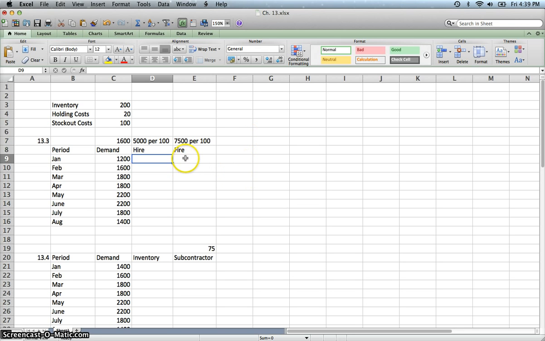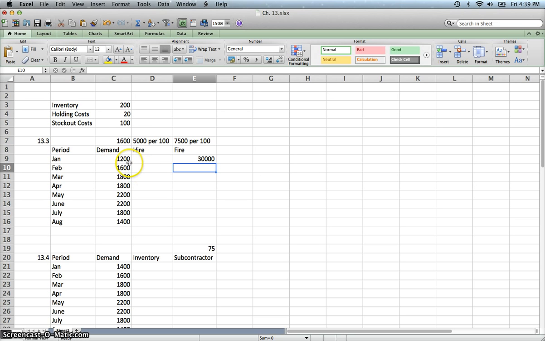And so that means that I'm over here in the reduction. And so we are going to reduce 400 units, or in other words, 4 times the 7,500. And so it's going to cost me $30,000 to make that adjustment in January. Now, we don't have to calculate the actual production cost for the 12,000. They just want us to calculate the extra costs for following this strategy.